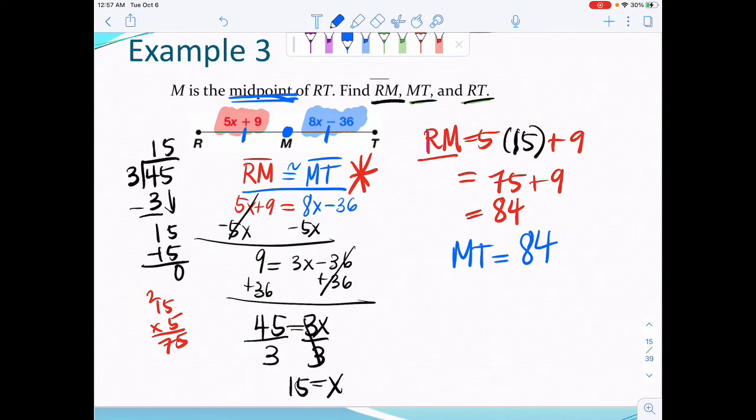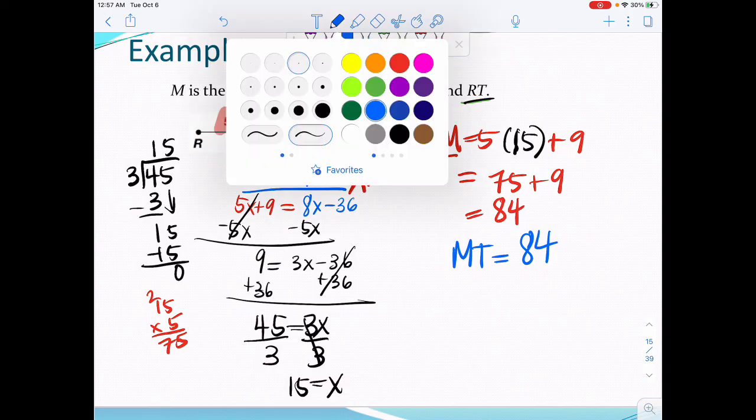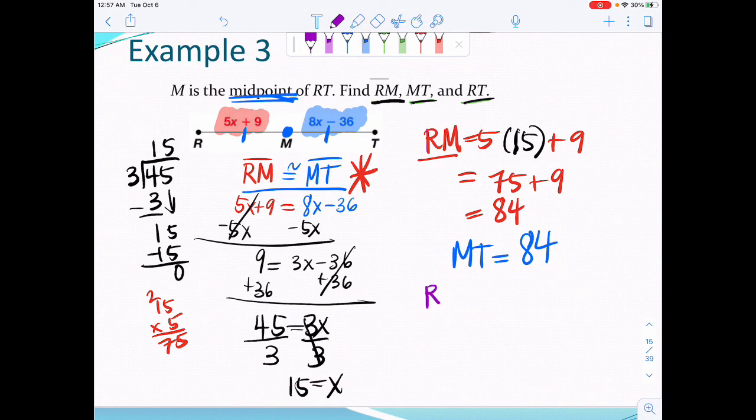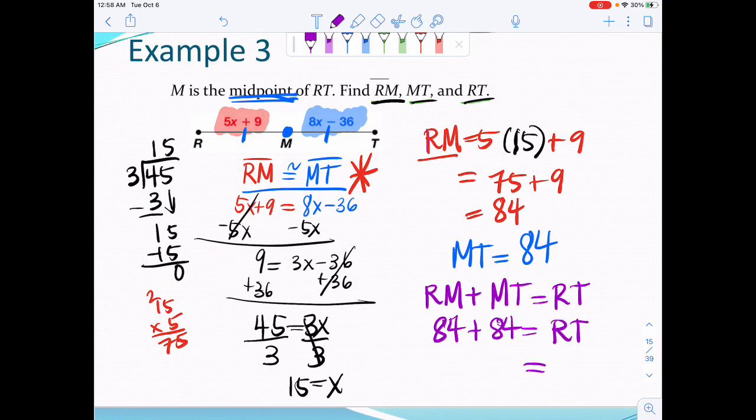Now I can verify that by plugging it into 8 times x minus 36, this information here. But again, I know that that has to be true. You should check just to make sure that everything is correct. And finally, to find RT, I'm going to go back to what I know. I know what RM is, and I know what MT is. And to find RT, I got to add 84 plus 84 to get my RT. And so RT is going to equal 168.